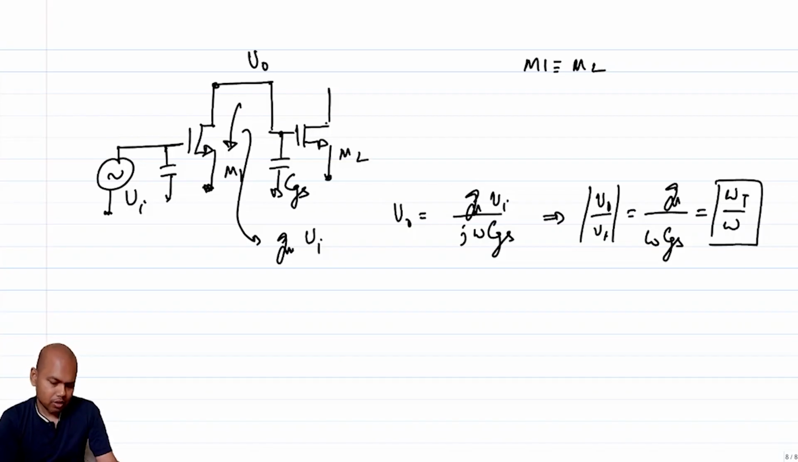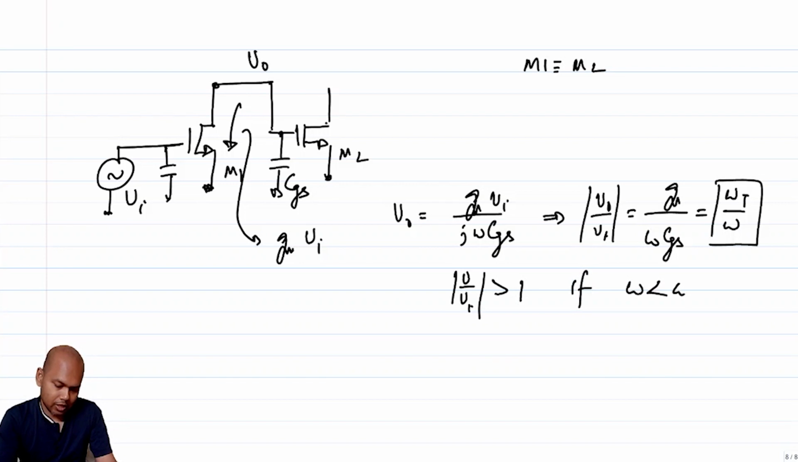So what is this basically telling you? This is basically telling you that if you wish to get a gain out of your common source amplifier configuration, in its very simplistic format also, you are going to get a gain till a frequency of omega t, right? So V0 over Vi is greater than 1 if omega is less than omega t. If your frequency of operation is beyond omega t, then you are not going to get any gain, right?